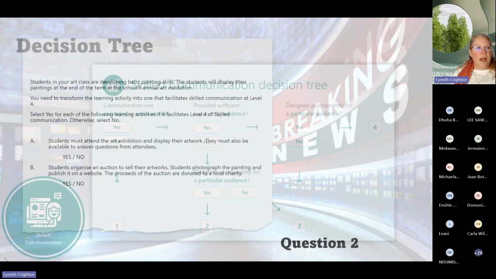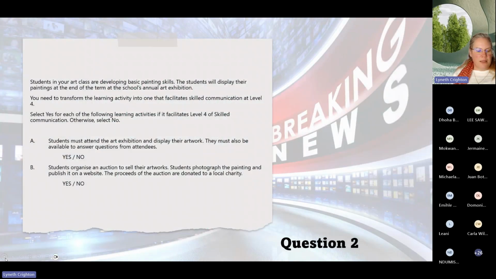Sorry. Then here is another option. So you're in an art class, where the students are developing basic painting skills. The students display the paintings at the end of term in the art exhibition. So what would you need to do to transform it into a level 4?